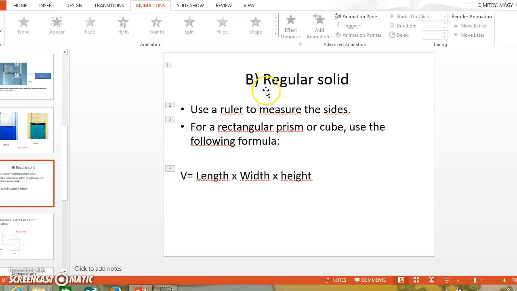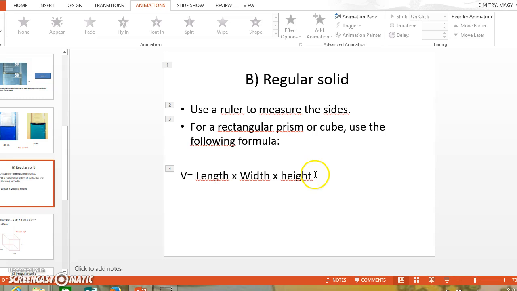A regular shaped solid is a solid that is easily measured. Example, a cube, a prism, or a cylinder even. In order to measure a regular solid, you can use a ruler to measure the sides. For a rectangular prism or cube, use the following formula. Volume equals length times width times height.